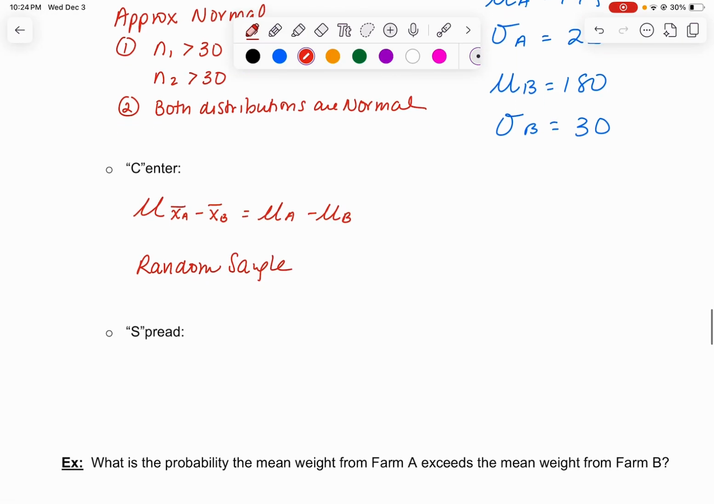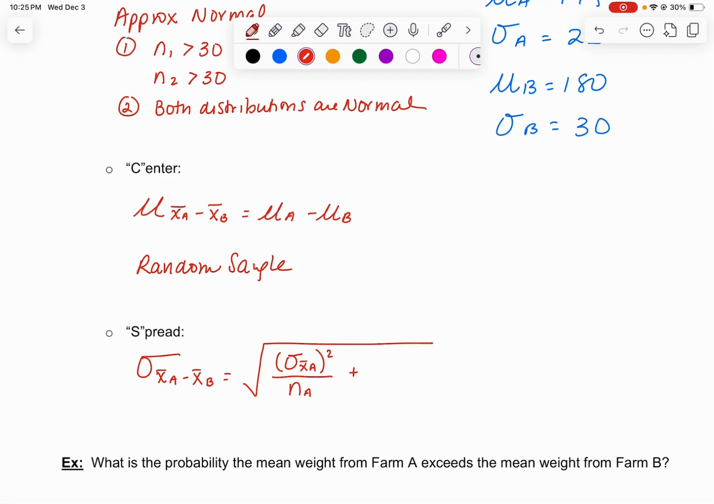Okay, now the spread, that's your standard deviation, again for x bar A minus x bar B. Again, combining the variances. So this one gets a little tricky because it was the standard deviation of x bar A, squared now over the sample size of A.